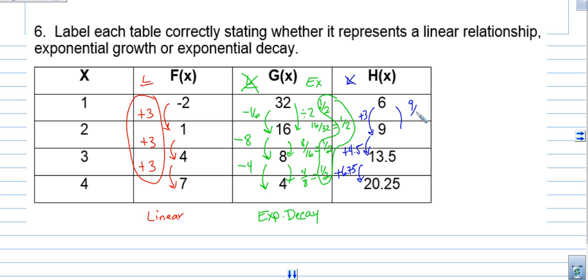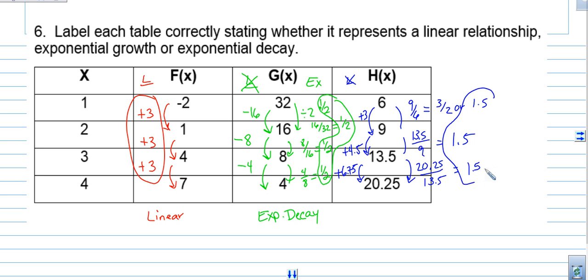And 9 divided by 6 equals 3 over 2, or 1.5. And then you do 13.5 divided by 9, and you'll end up with 1.5 as well. And then you'll do 20.25 divided by 13.5, and you'll also end up with 1.5. Since they're all the same, it must be exponential. And since 1.5 is greater than 1, it's exponential growth.